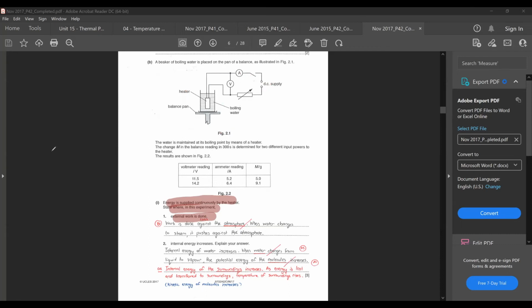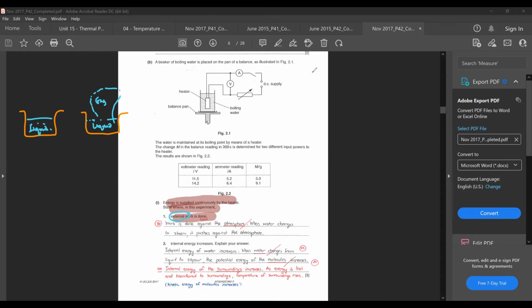Okay, so if you see this one, originally you have your liquid here like this. Once you try to boil it off, you have some liquid and then some vapor. This one is liquid, this one is liquid, and then this one is gas. Okay, so where is external work done?